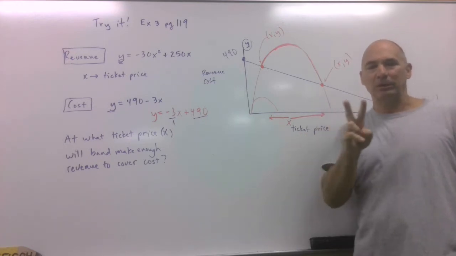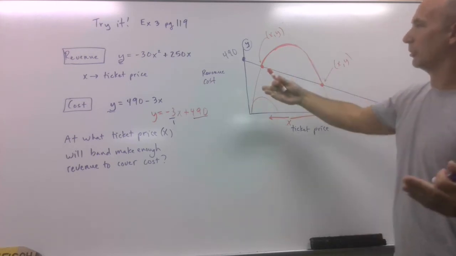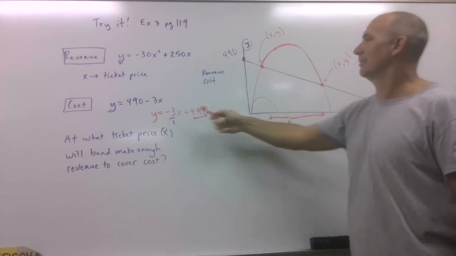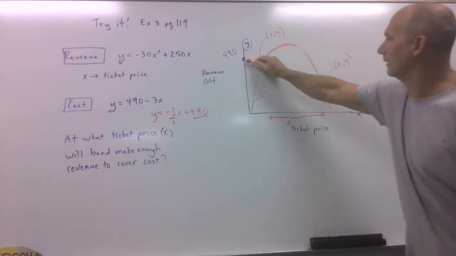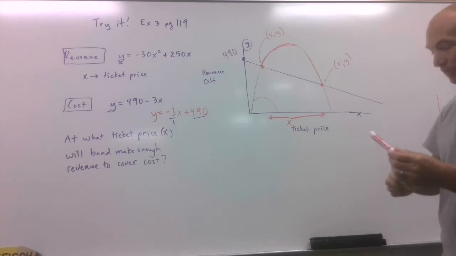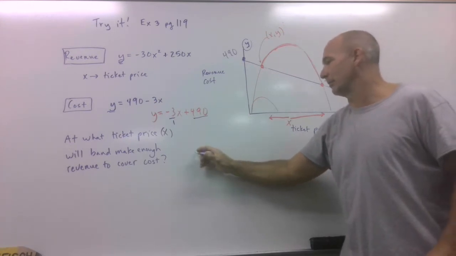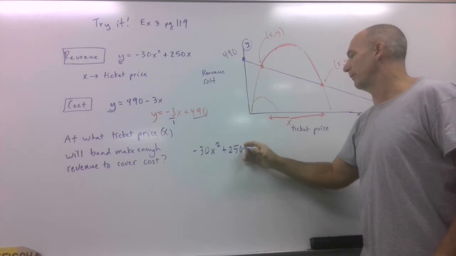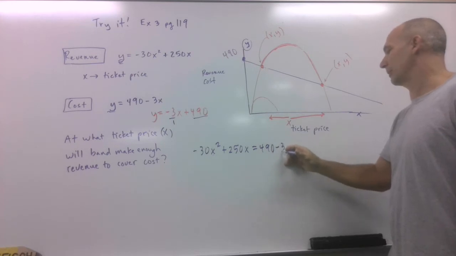My instinct is there's going to be two, because if they're asking the question, where is the cost covered by the revenue where they're going to actually make money? So this has to exceed the whole cost of the whole concert. So with all that being said, it's just a math problem. Y equals this stuff, y equals this stuff. Now the math's going to get a little nasty, but negative 30x squared plus 250x equals 490 minus 3x.